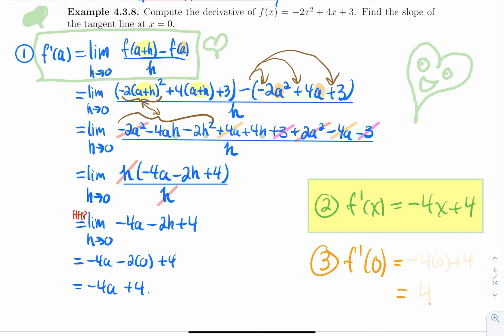And now if I want f prime at 0, I just need to evaluate at 0. So you get minus 4 times 0 plus 4, and you get 4. So if we were to draw that parabola, minus 2x squared plus 4x plus 3, the slope of the tangent line at 0 is 4.